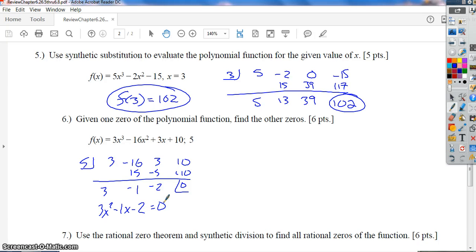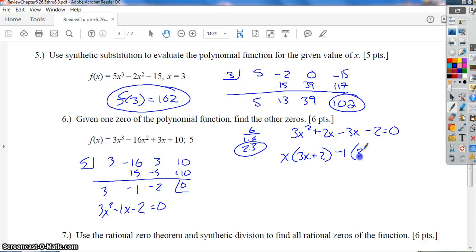So I want to factor that. I'm going to use the Texas method. I have factors of 6, so I have 3x squared plus minus -2 equals 0. I need a difference of 1, and I need it to be negative. So 3x would have to go here, 2x would have to go here. Factor out an x, that leaves me 3x plus 2. Factor out a -1, leaves me 3x plus 2.